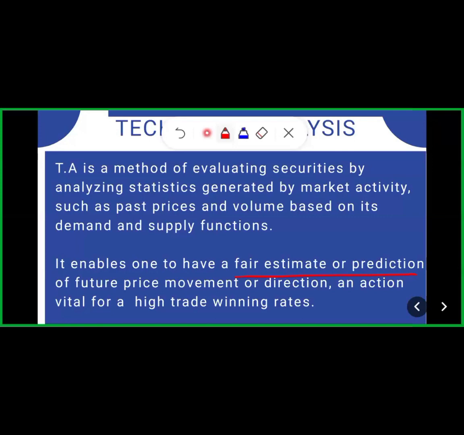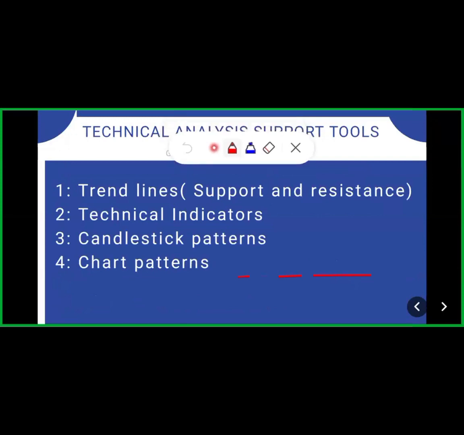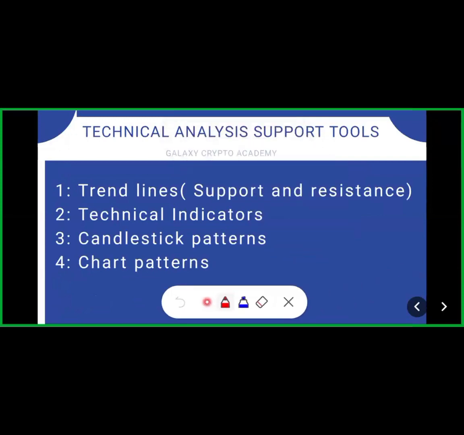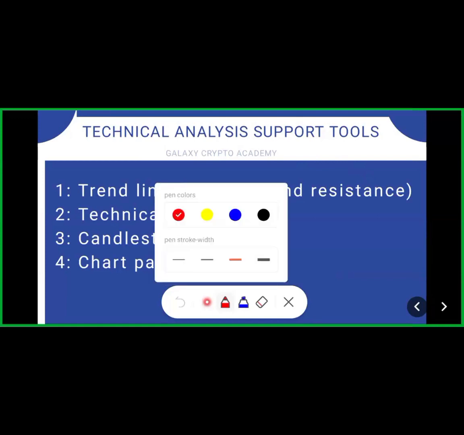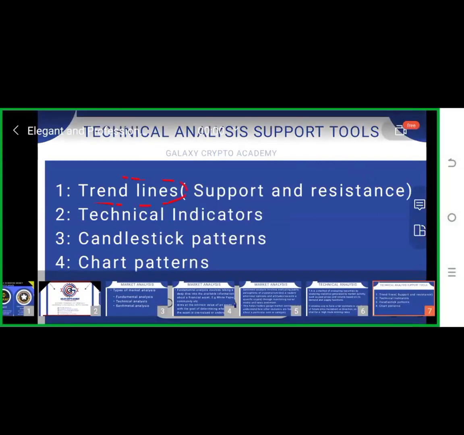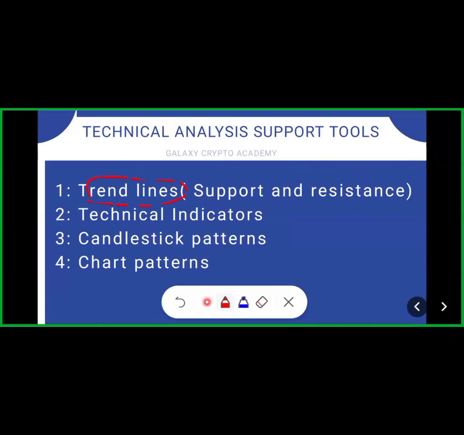Okay? So now there are what we call the technical analysis support tools. The things that aid in technical analysis, or the things that we may use or we may require when we want to analyze the market. There are basically four. We use trend lines, which most of you know as support and resistance. We use technical indicators. We use candlestick patterns, and then we use chart patterns.